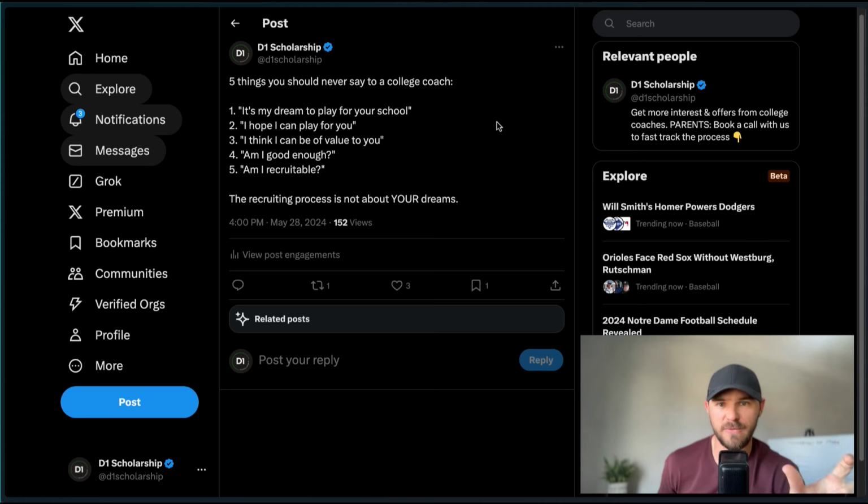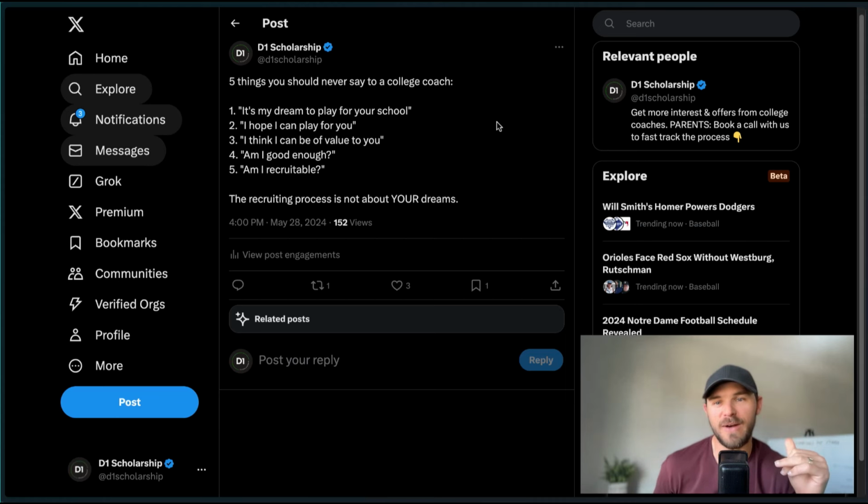The whole gist of these, I'm not going to go through all of them because I think it's obvious why you shouldn't say things like this, but it's not about your dreams. It's just not. It is about your ability to make college coaches' dreams come true. If you can make college coaches' dreams come true, I promise your dreams will also come true. They just will, by association.